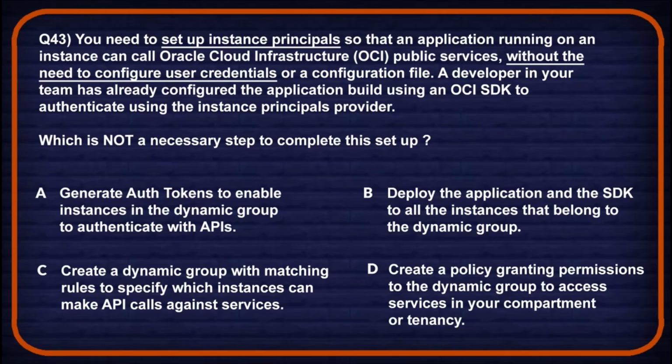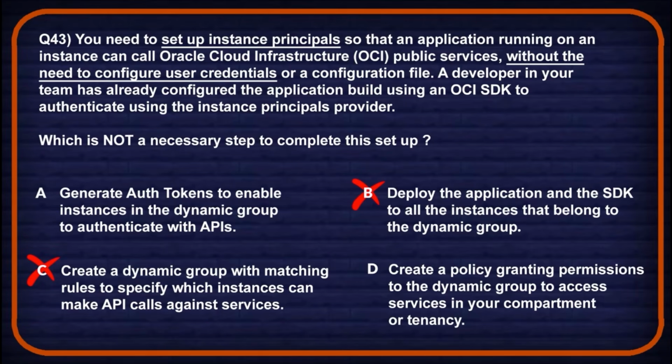Let's keep it. Moving on to option number B. Deploy the application and SDK to all instances that belong to the dynamic group. The application and SDK must be deployed to instances in the dynamic group to enable authentication using instance principals. So option B is not a correct choice. Moving on to option number C. Create a dynamic group with a matching rule to specify which instances can make API calls against services. A dynamic group defines which instances can act as a principal by matching their metadata with specific rules. So option C is also not the correct choice.